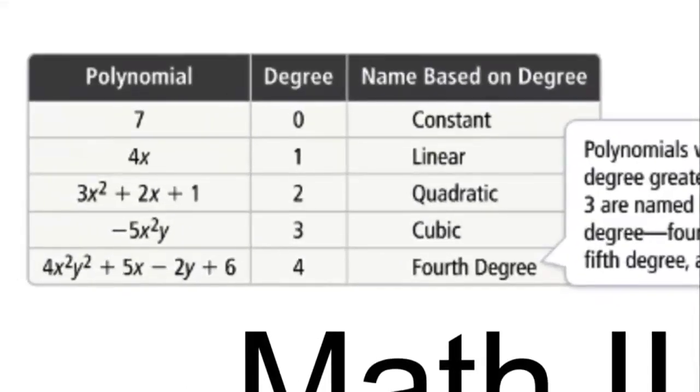In terms of the degrees, if you just have a number with no variable, it is considered a constant.